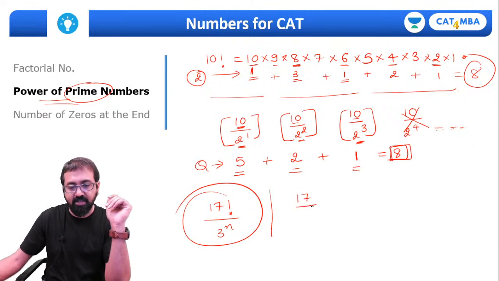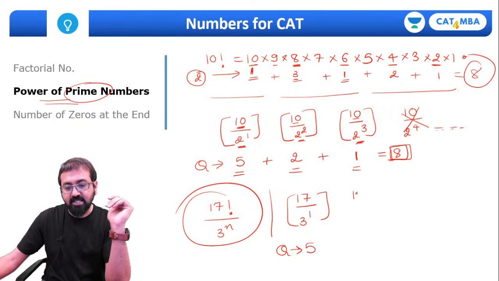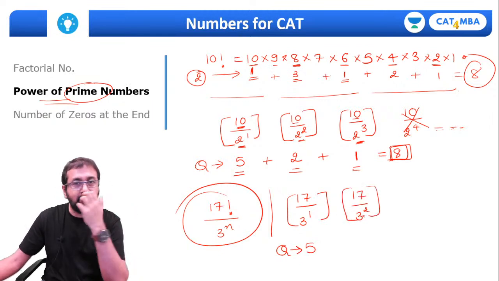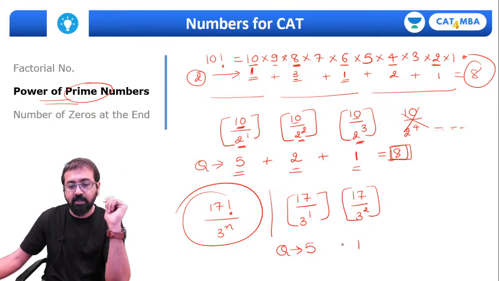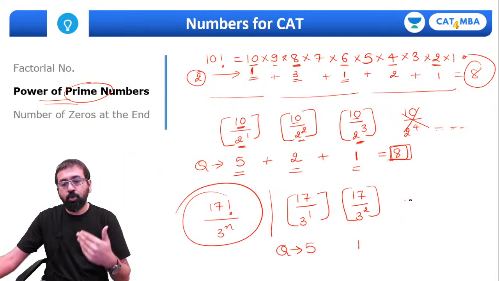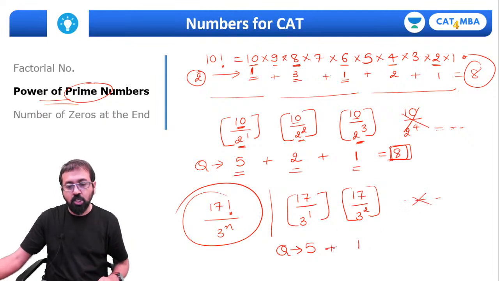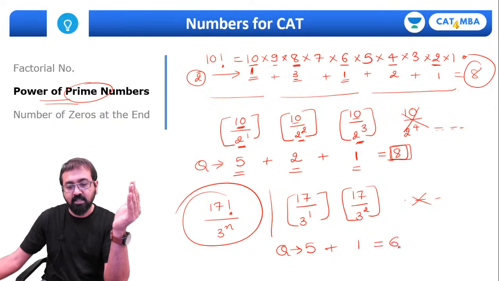So we will divide 17 by 3 raised to 1 and write down the quotients. 17 divided by 3, 3 5s are 15, so the quotient will come out to be 5. Then 17 divided by 3 square, which is 9. 9 1s are 9, so the quotient will be 1. And 17 divided by 3 cube: 3 cube itself is more than 17, so we don't need to check further. So the power of 3 in 17 factorial is 5 plus 1, that is 6.